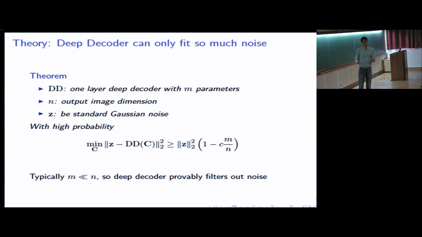So which is to say you can only fit m over n of that noise. Right? And so if the number of parameters is less than the ambient dimensionality, that means that you can only fit so much of that noise power. Right? And so here, typically for this deep decoder, we would choose m to be much less than n, and so then this deep decoder provably filters out noise.